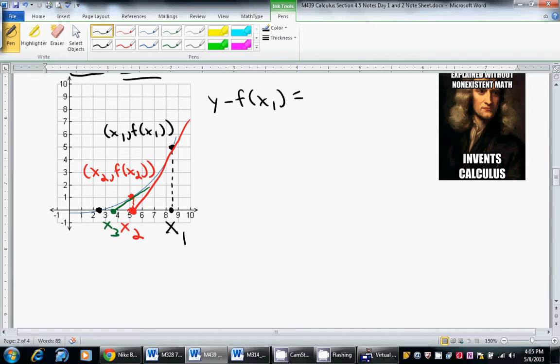And that's going to equal the slope of that tangent line. Now the slope of that line is f prime of x sub 1 times x minus x sub 1. Remember, guys, this is point slope form, right? y minus y1 equals m times x minus x1. Okay? So that's the equation of the line.